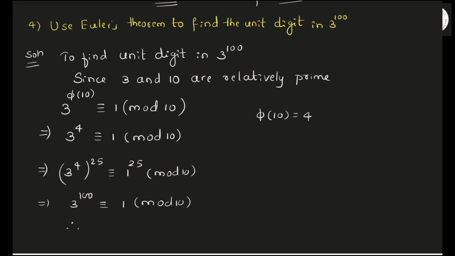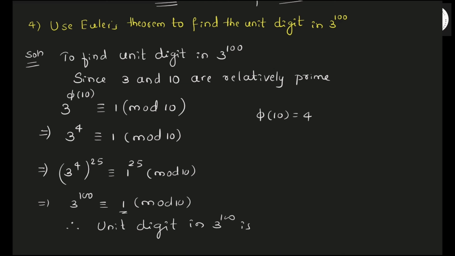So what does it imply? The unit digit in 3 raised to 100 is this one, 1. This is how to find the unit digit using Euler's theorem. Whenever you are going to use Euler's theorem, you must know the totient function. These two are related to each other.